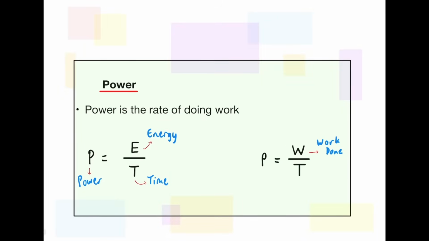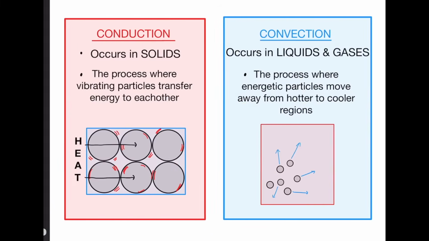Power. So power is the rate of doing work. As the equation shows, anything that's to do with rate is often to do with time, because if something happens a lot quicker, you would say it's a quicker rate. You'll notice that energy or work done could be on top of this fraction, so take that into consideration when it comes to your exam questions. They could use work, they could use energy. Both mean the same thing, so don't worry about overcomplicating it.